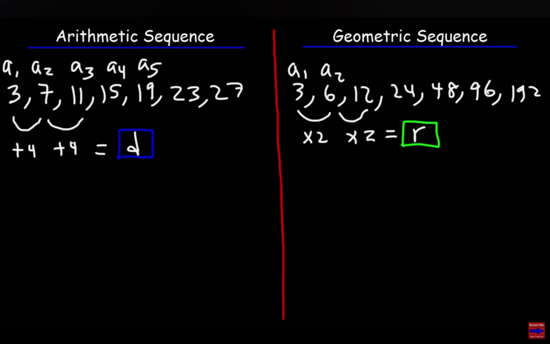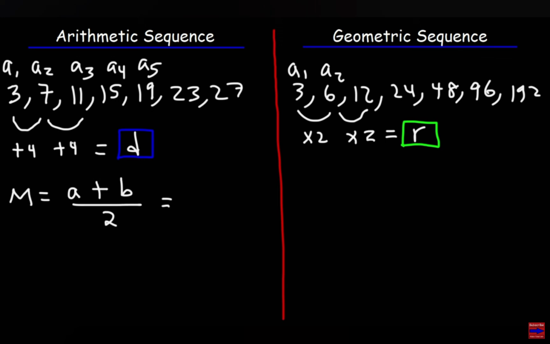Now, the next thing that we need to talk about is the mean. How to calculate the arithmetic mean and the geometric mean. The arithmetic mean is basically the average of two numbers. It's a plus b divided by 2.